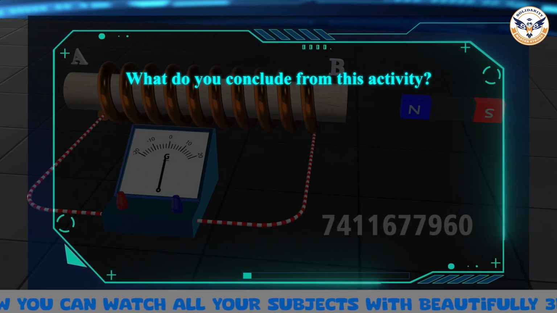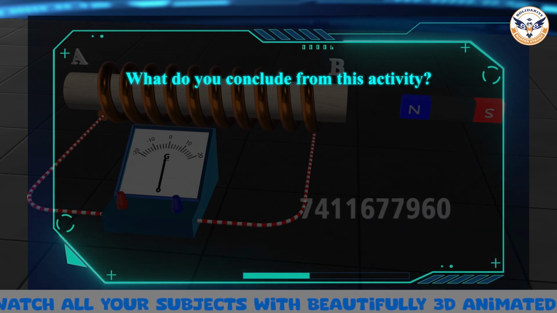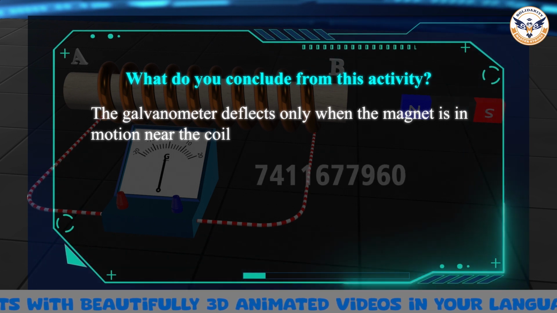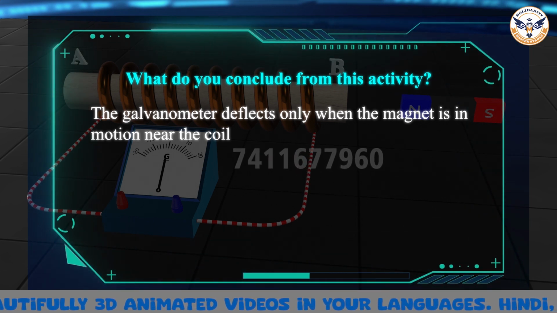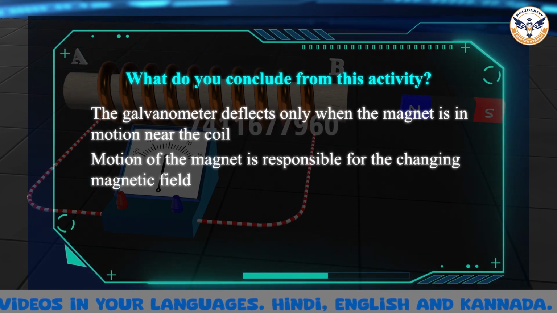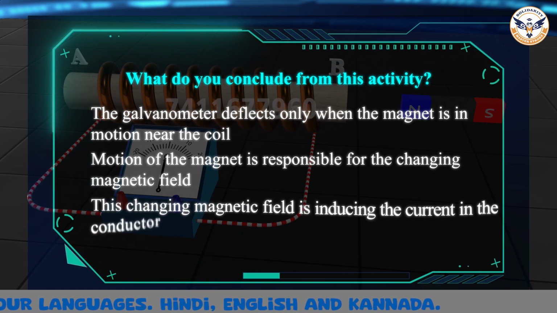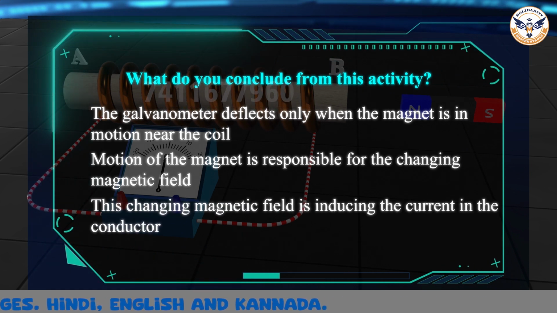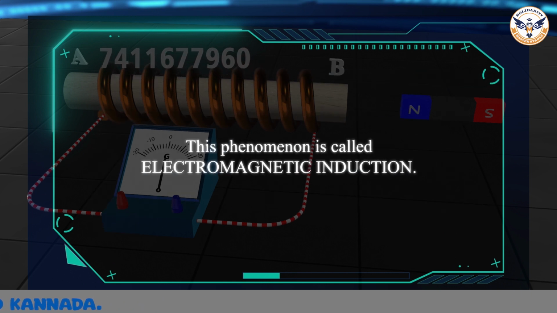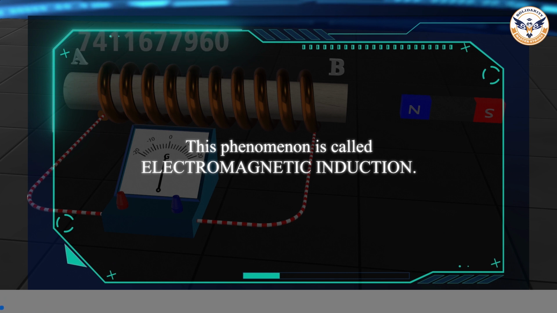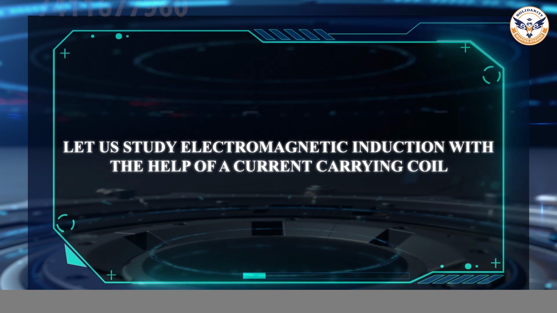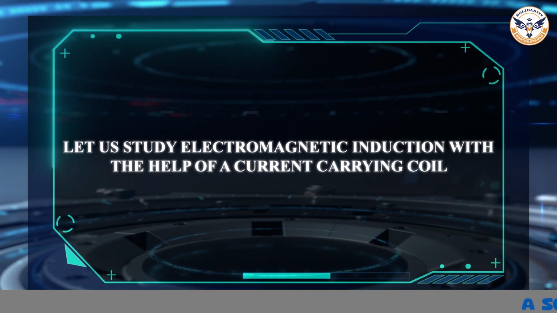What do you conclude from this activity? The galvanometer deflects only when the magnet is in motion near the coil. Motion of the magnet is responsible for the changing magnetic field. This changing magnetic field is inducing the current in the conductor. This phenomenon is called electromagnetic induction. Let us study electromagnetic induction with the help of a current-carrying coil.